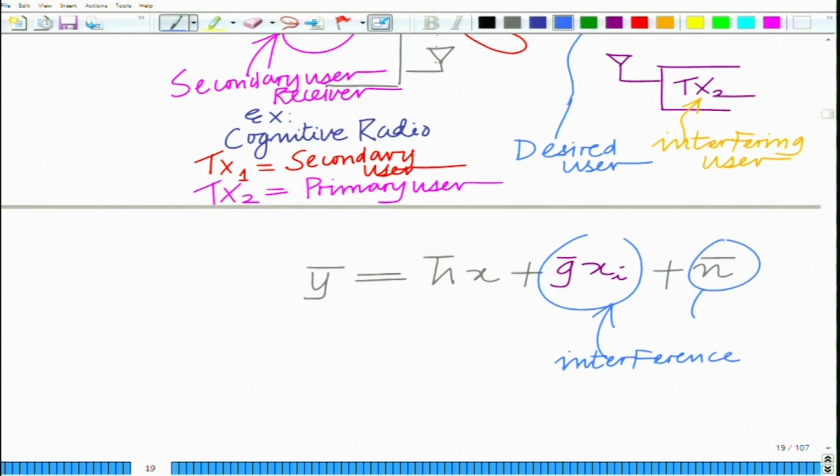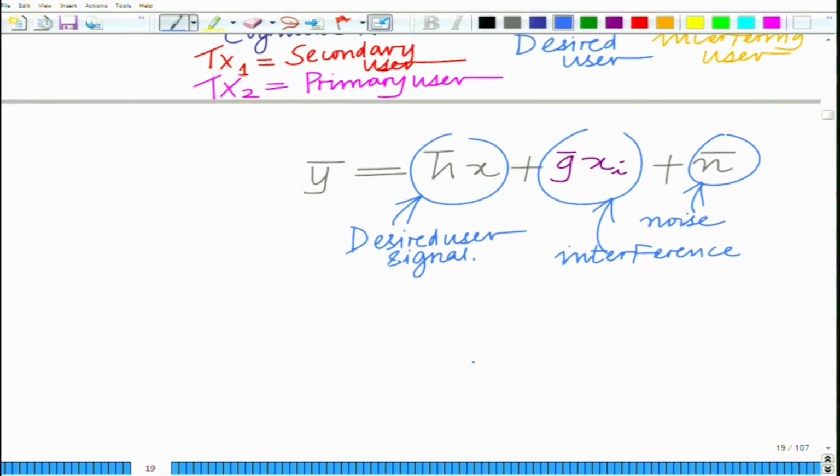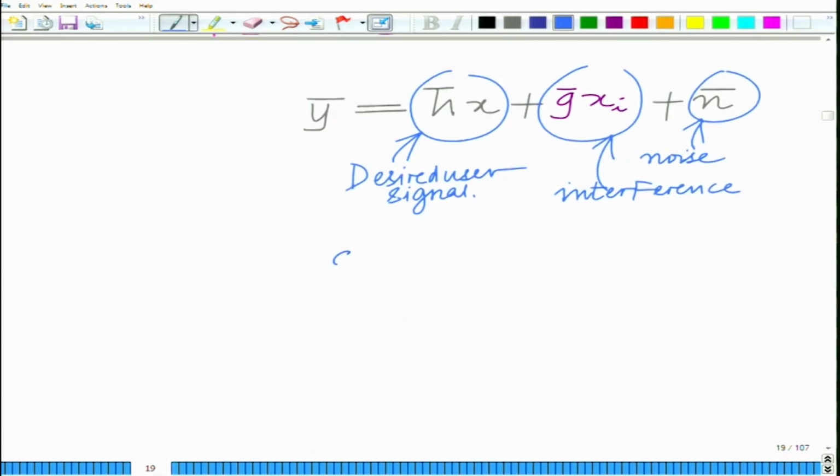So, this is as usual your noise, ideal white Gaussian noise. This is your desired signal. And so, therefore, G bar xi plus n is the noise plus interference. You can also call this n tilde.